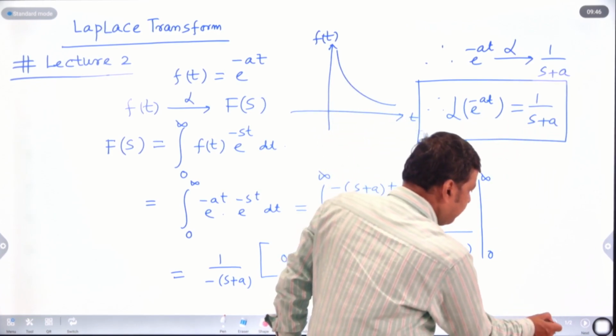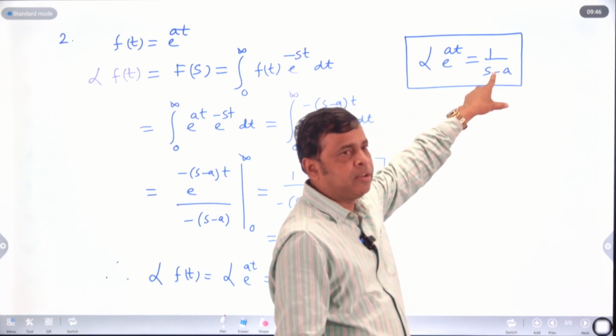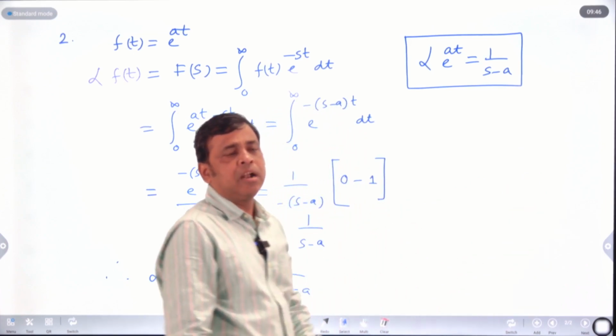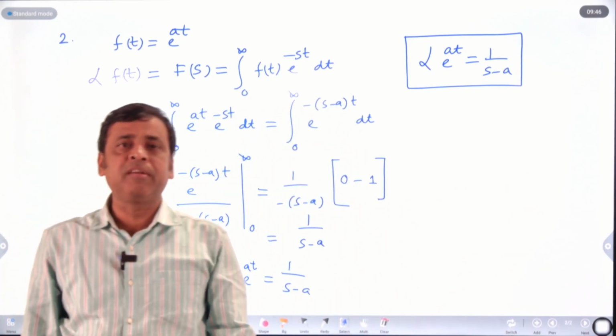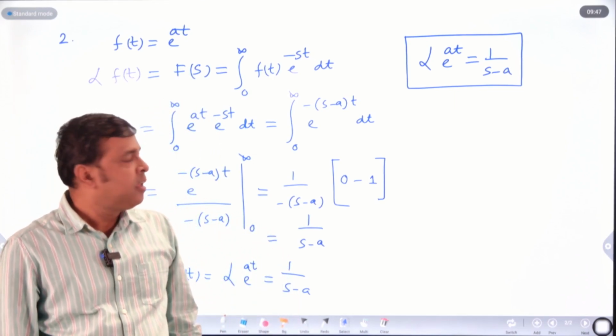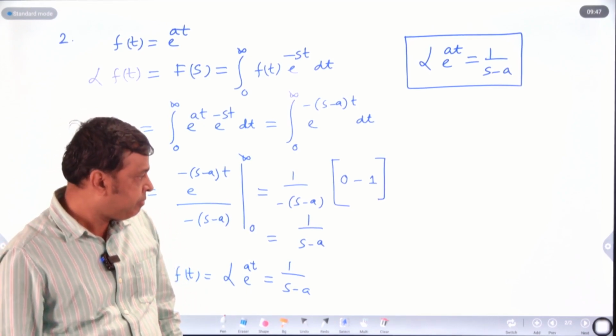If e to the power plus at, if it is plus, this will be minus. If it is minus, this will be plus. So that's why Laplace transform of e to the power minus at is 1 by s plus a, and Laplace transform of e to the power plus at is 1 by s minus a.